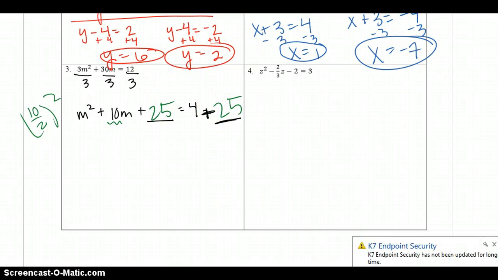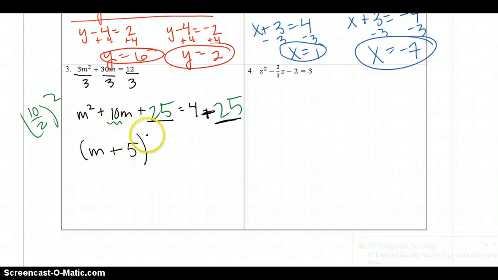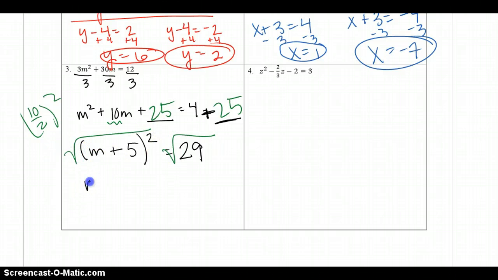And now I need to factor the left side, so I have m plus 5 times 5 gives me 25. 5 plus 5 gives me 10. So that will work as my factoring. m plus 5 squared equals 4 plus 25 is 29. Now I'm ready to square root both sides. And I get m plus 5 equals, and this is going to be plus or minus the square root of 29, which is a decimal.